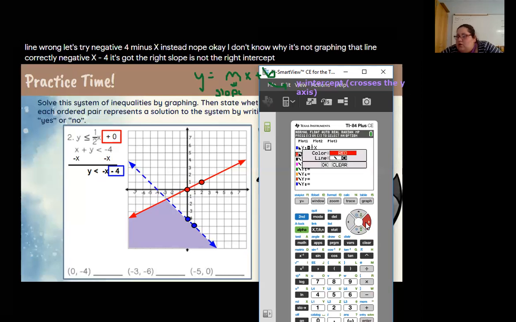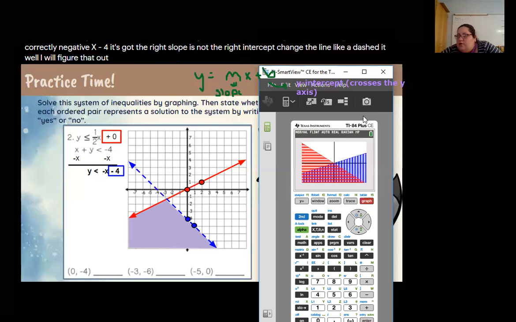So I can change the line to make it dashed. Okay, well, I will figure that out. I don't know why it's doing that. We could also use desmos.com.